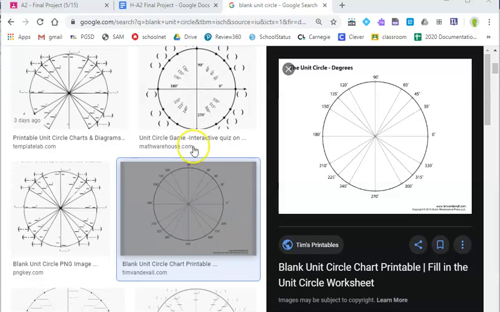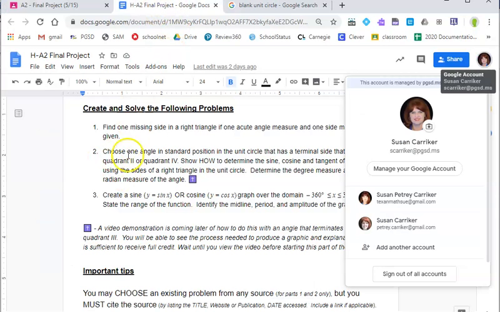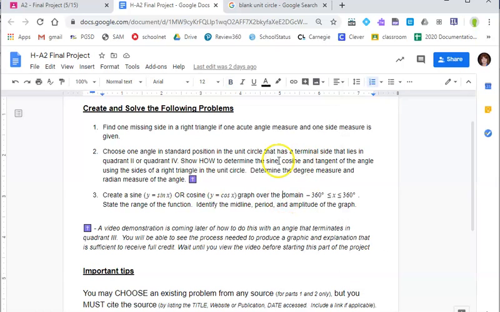Okay, so we're talking about your project that is due this Friday. This is your last assignment, and you were told to open up the Google Doc and read it and follow the instructions. On part 2 in your project, you are told that you are to take an angle in standard position in the unit circle, and that's in quadrant 2 or quadrant 4.